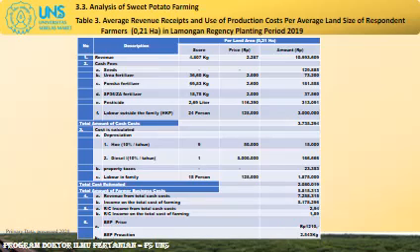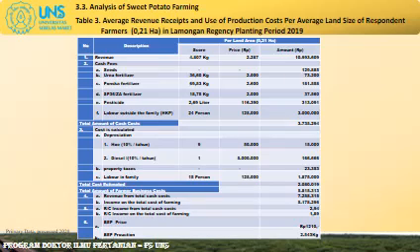Analysis of sweet potato farming. The average sweet potato production is 4,807 kilograms with an average price of IDR 2,287. Then the average revenue is IDR 10,993,609.